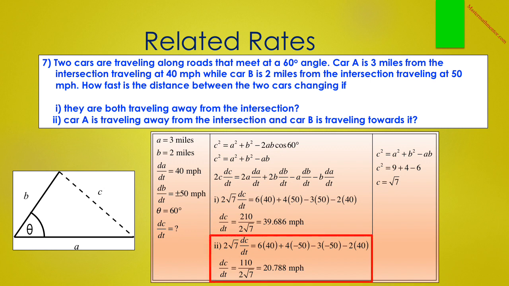In part 2, we use the fact that dB/dt is negative because car B is traveling towards the intersection. So we get 2 square root of 7 dC/dt equals 6 times 40 plus 4 times negative 50 minus 3 times negative 50 minus 2 times 40. dC/dt is equal to 110 over 2 square root of 7, which is 20.788 miles per hour. So now the two cars are separating, but not by nearly as much.